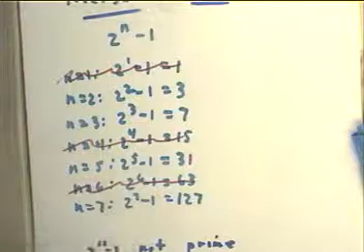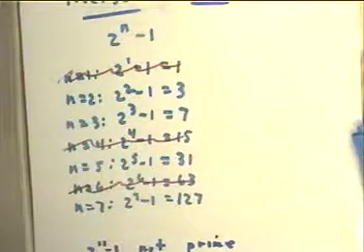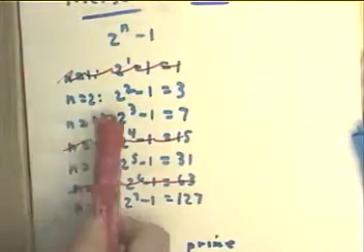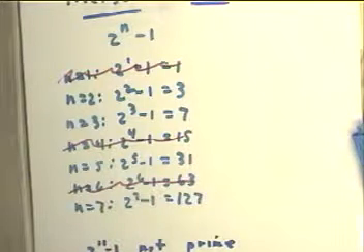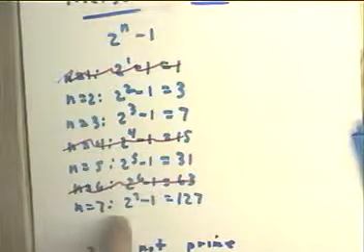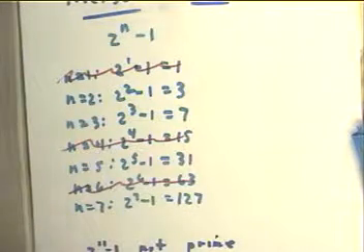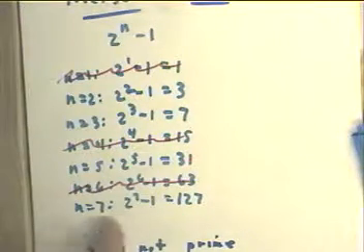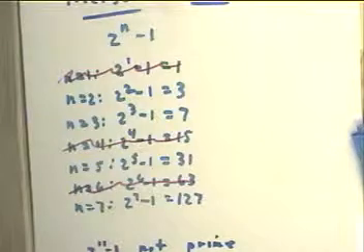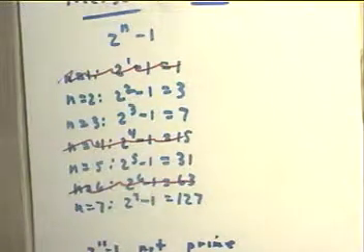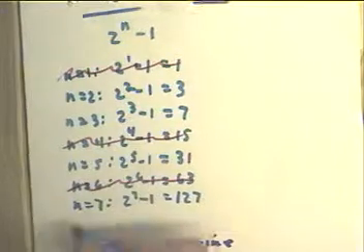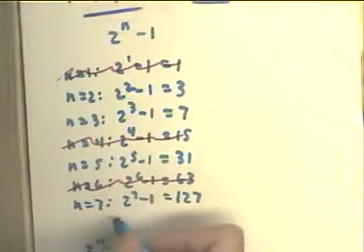The pattern that we're beginning to see is, well, after 2, for odd numbers, 3, 5, 7, and so forth, maybe odd numbers always give us primes. Well, it turns out that that's not the case. If n equals 9, you get 511, and 511 is divisible by 7. So n equals 9 doesn't work.